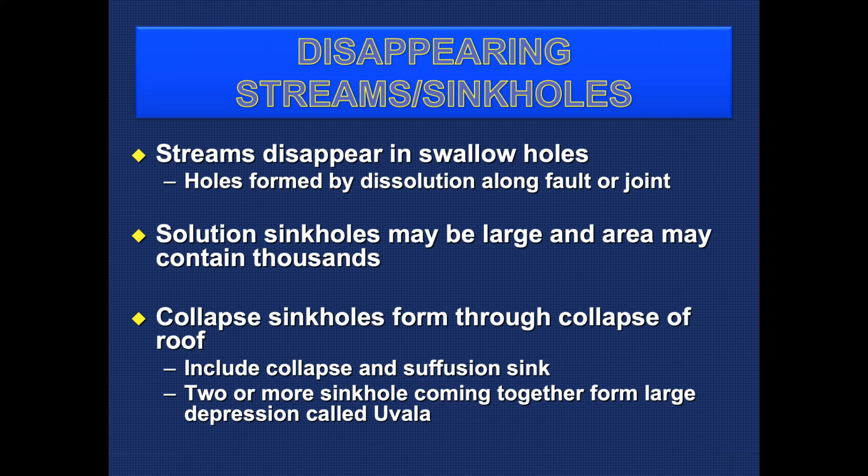There are two types of sinkholes. Sinkholes are either formed as solution sinkholes, which have sort of the shape of a soup bowl, or you tend to have collapse sinkholes. And these are the ones that look more like a tube. It looks like a cylinder into the ground.